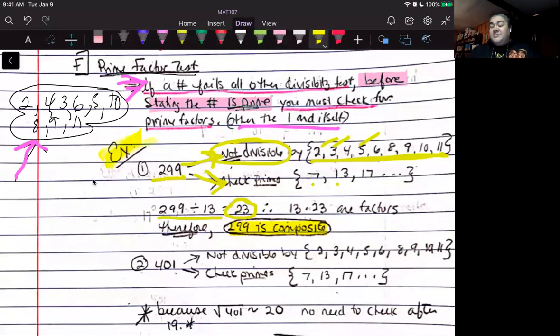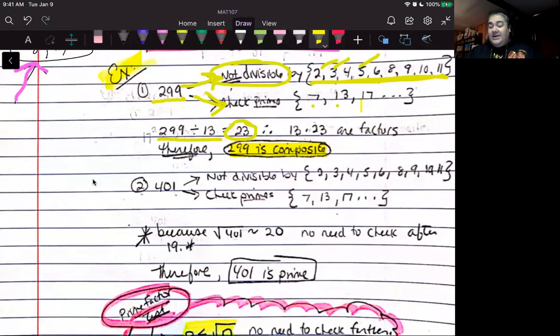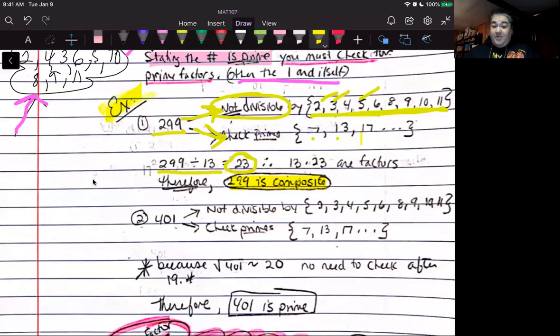Now, you could do this, but it'd be a little tedious, because what if it hadn't been 13? Then you would have had to check 17, and then from there, if it hadn't been that, you'd have checked the next prime number, which is 19. So it could be tedious. So what did they do? They came up with a way to make it easier. Let's do another example first, and then I'm going to give you the shortcut for figuring it out.